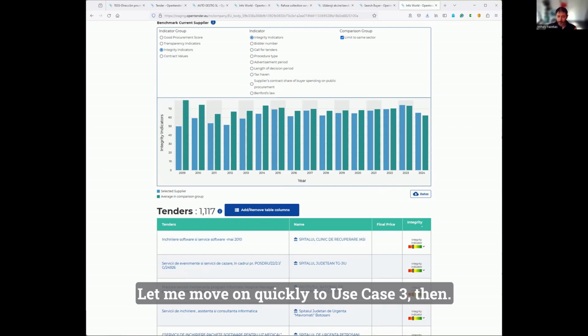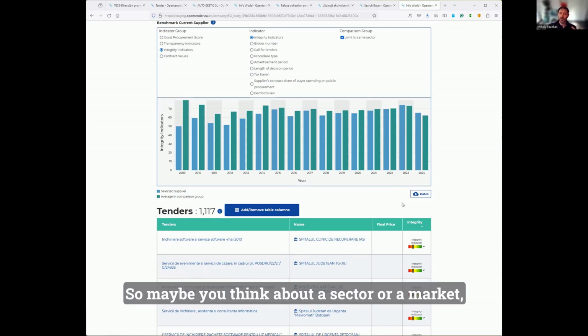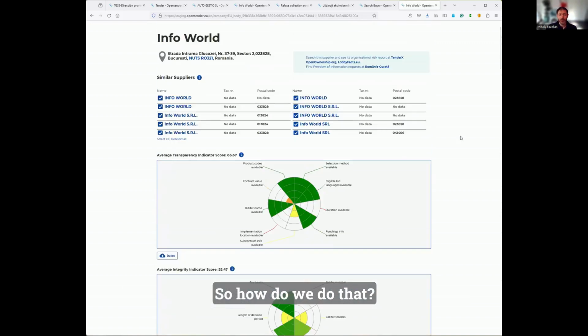Let me move on quickly to use case 3. Then we don't know what a particular organization we are looking for, right? So maybe you think about a sector or a market which is risky, and you want to zoom into that. So how do we do that?